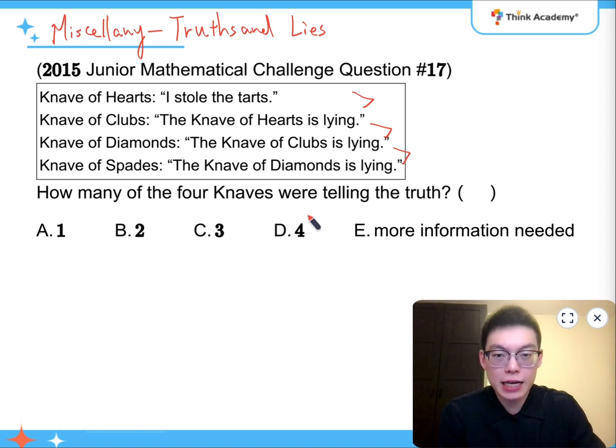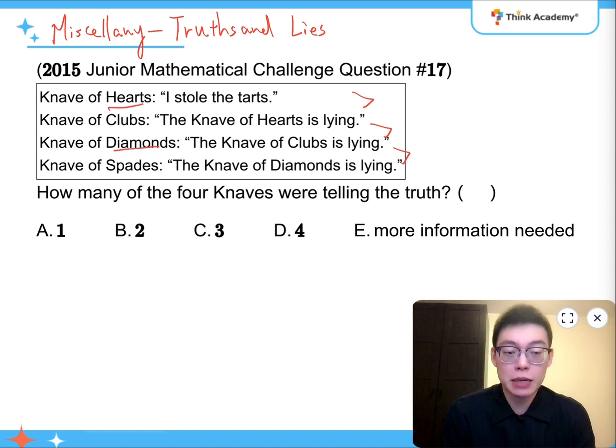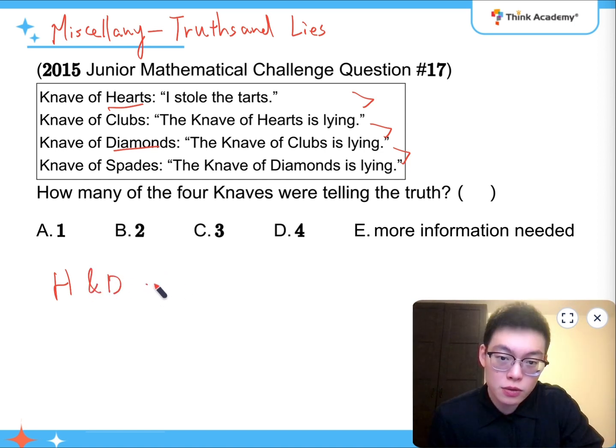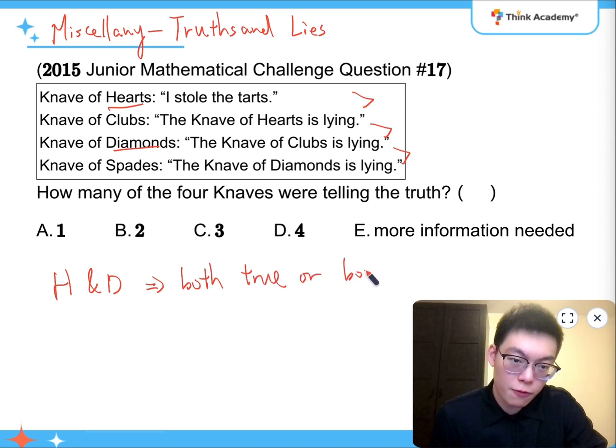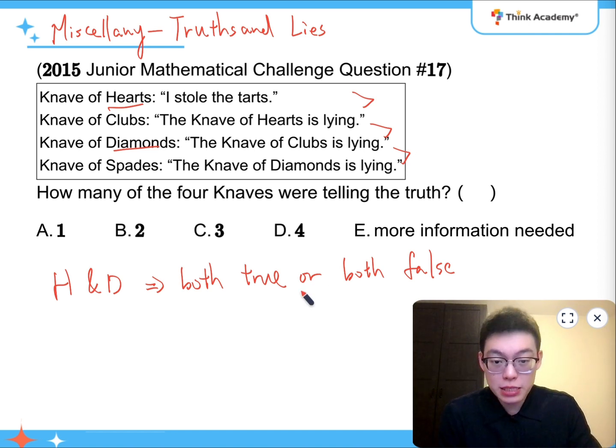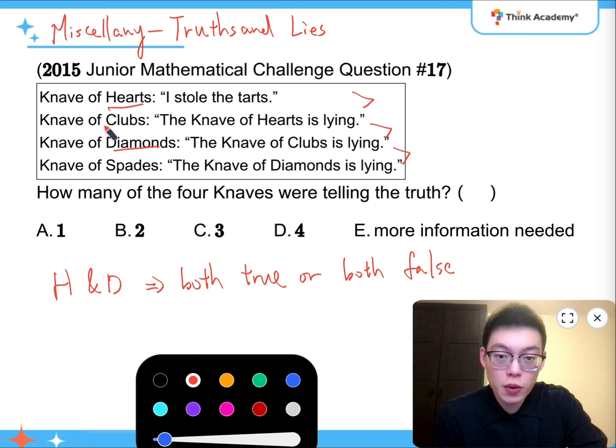But then you can see that if the knave of clubs is in contradiction with both the hearts and the diamonds, it means that the hearts and the diamonds must be either true at the same time or false at the same time, right? So heart and diamond, both true or both false. And also the knave of diamonds is in contradiction with both the clubs and the spades, which means that the clubs and the spades are also going to be either both true or both false.